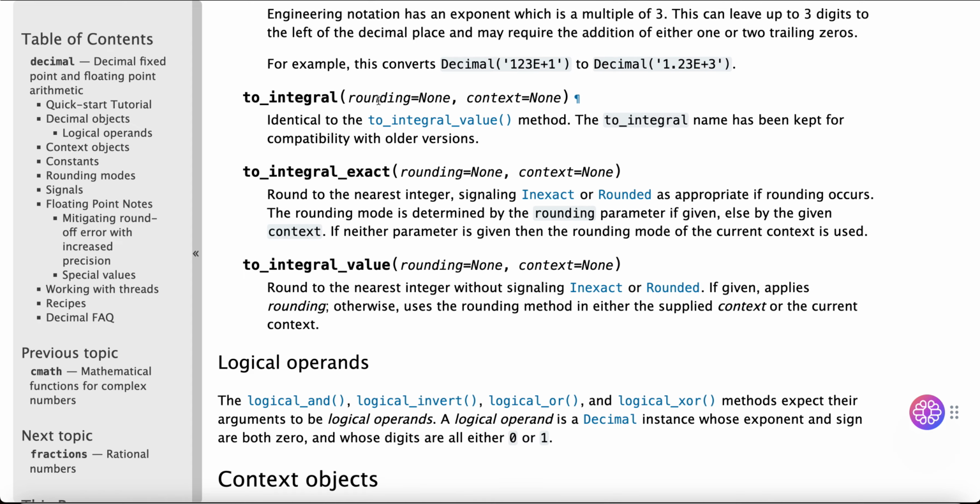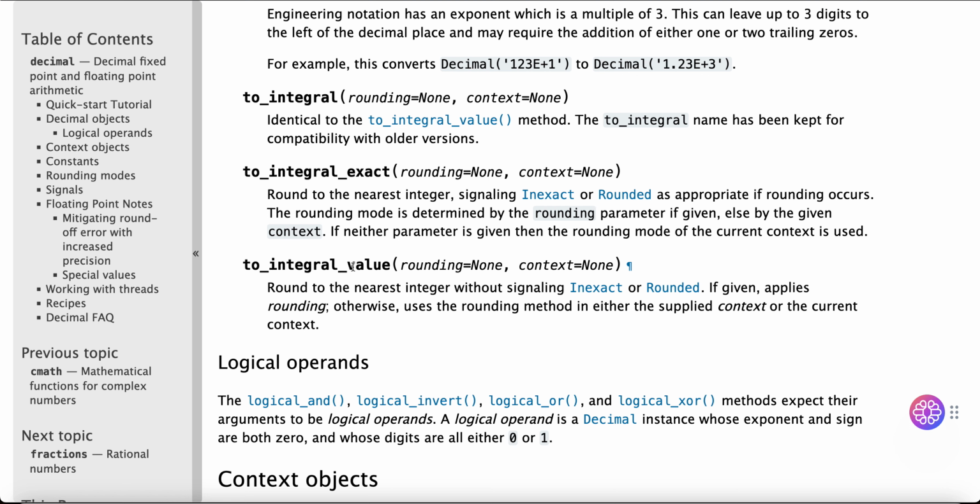to_integral(rounding=None, context=None). Identical to the to_integral_value() method. The to_integral name has been kept for compatibility with older versions. to_integral_exact(rounding=None, context=None). Round to the nearest integer, signaling Inexact or Rounded as appropriate if rounding occurs. The rounding mode is determined by the rounding parameter if given, else by the given context. If neither parameter is given, then the rounding mode of the current context is used.